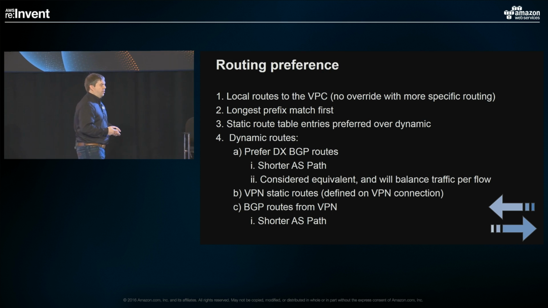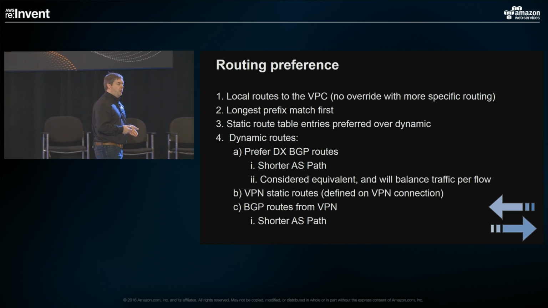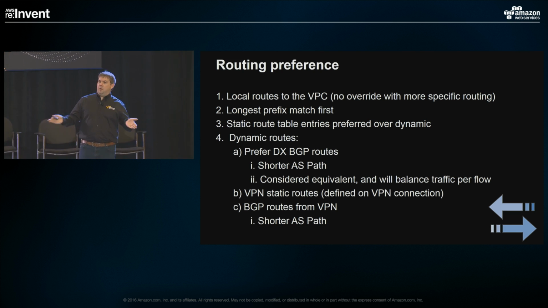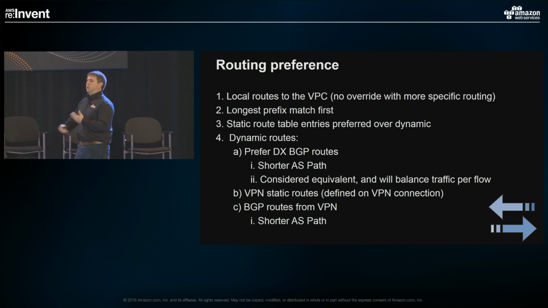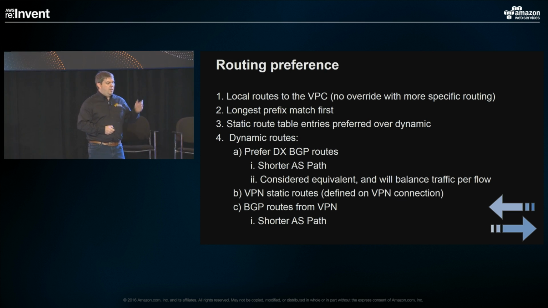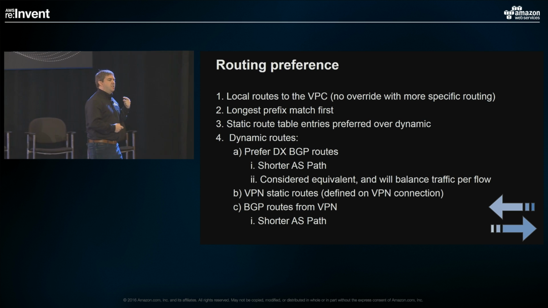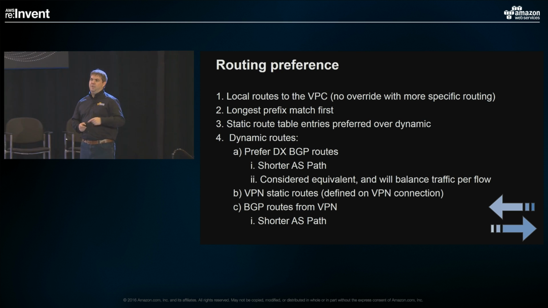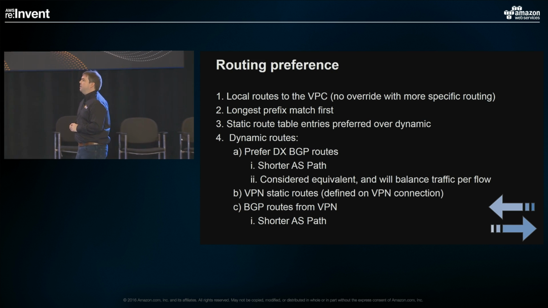So Direct Connect wins first. If we still need to break a tie here, we're going to look at the shortest AS path. And finally, at this stage, we say, OK, we have two paths to a remote network. We're going to do ECMP, equal cost multipathing, and use both of those connections. Assuming it wasn't a Direct Connect decision we needed to make, static VPN connections now come before dynamic VPN connections. So this is the routing preference that we have inside the VPC.